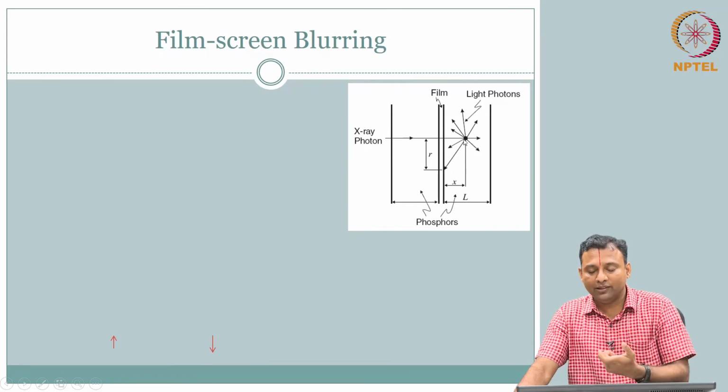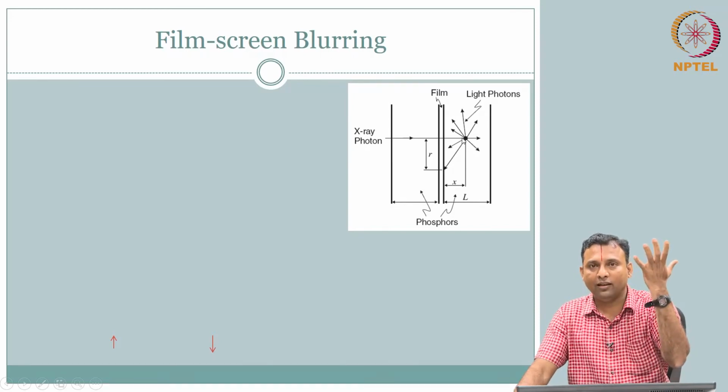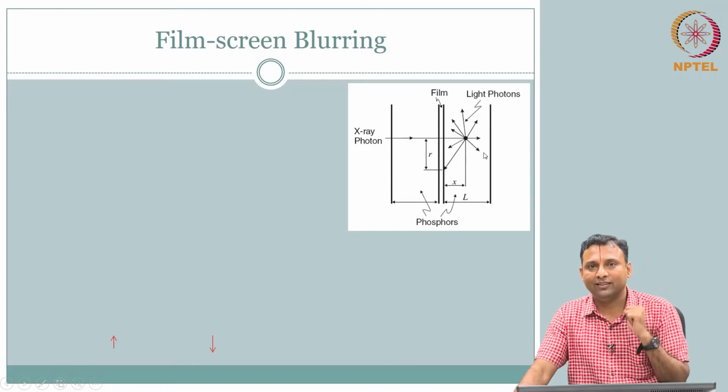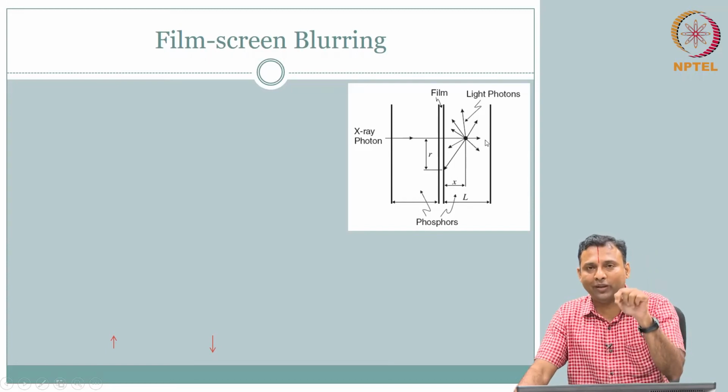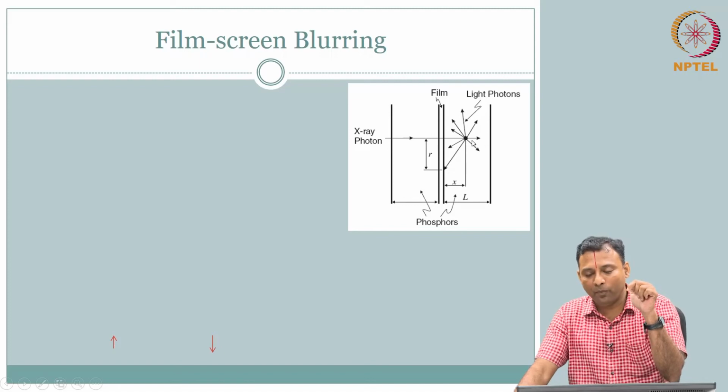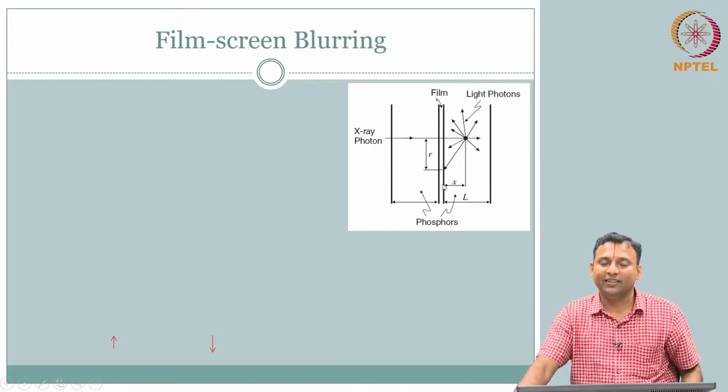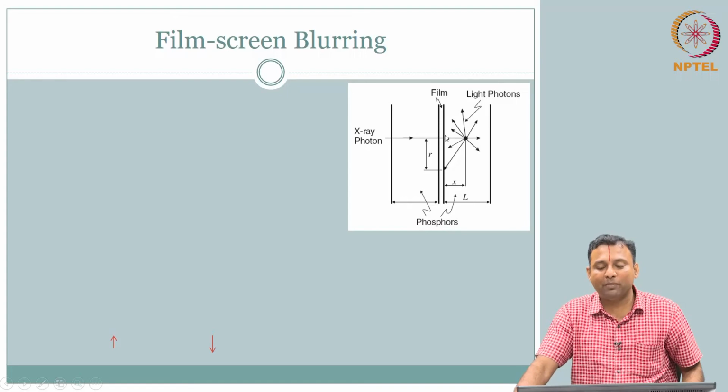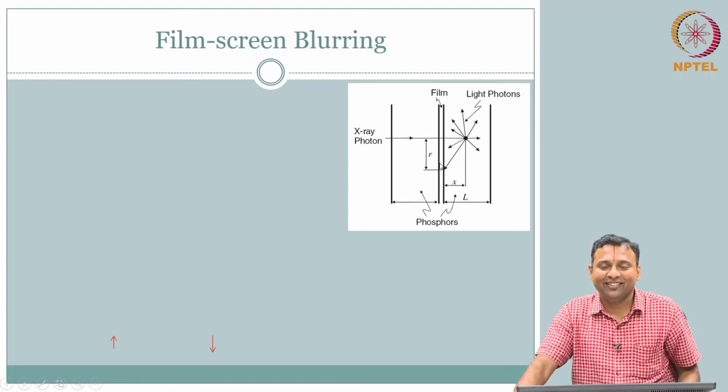that one location now creates light photons that go in every direction. Clear? So I want to know where that one location is, but now what happens? That point is now spread on the film. One point is not going to be the point alone, it is going to be spread out. So you have a point spread function, right?